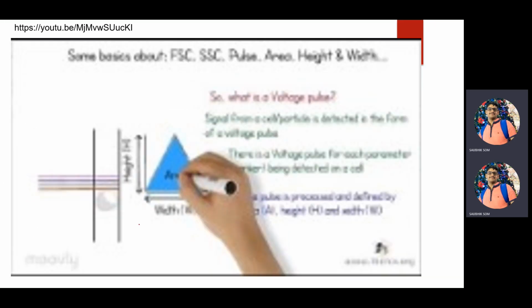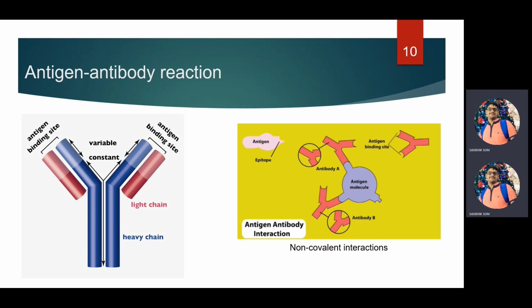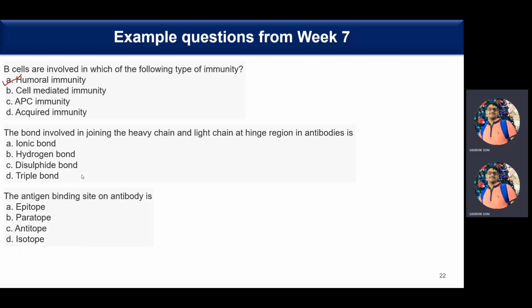The bond involved is joining of the heavy chain and light chain, the hinge region. So if I go to the antibody diagram, I don't know if it is there properly, but yeah. So this part, there are actually disulfide bonds which hold the chains together. So these are disulfide bonds, SS bonds, that hold the chains. Okay.